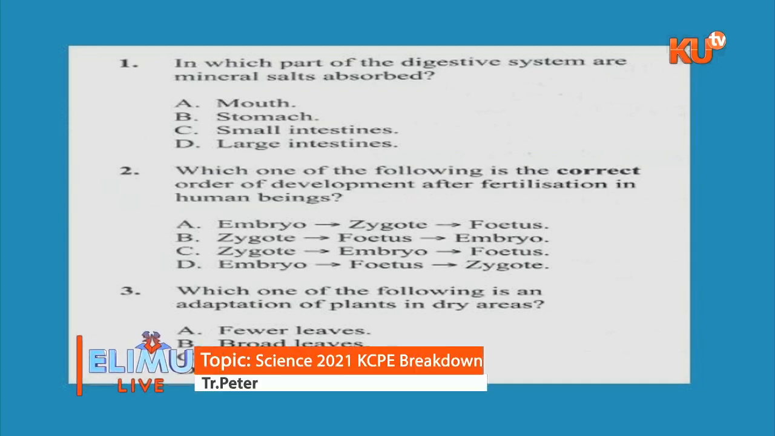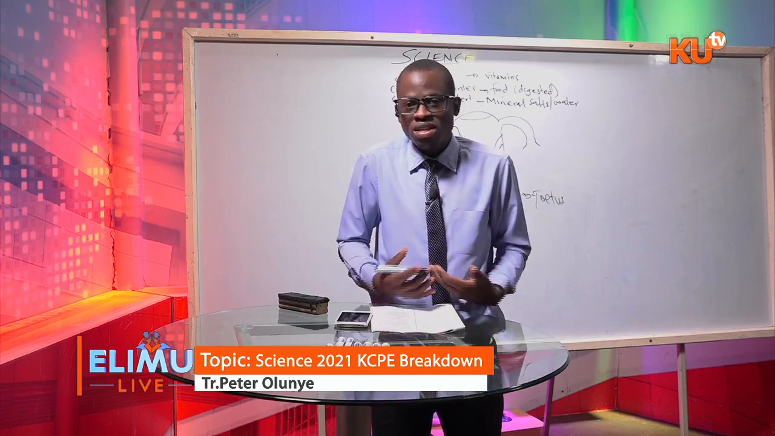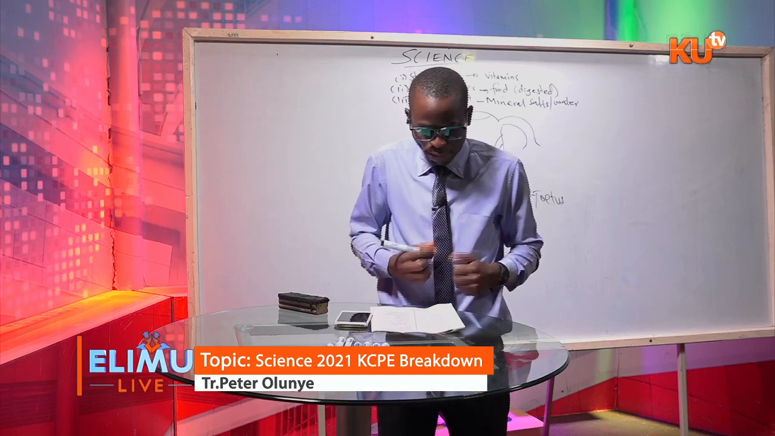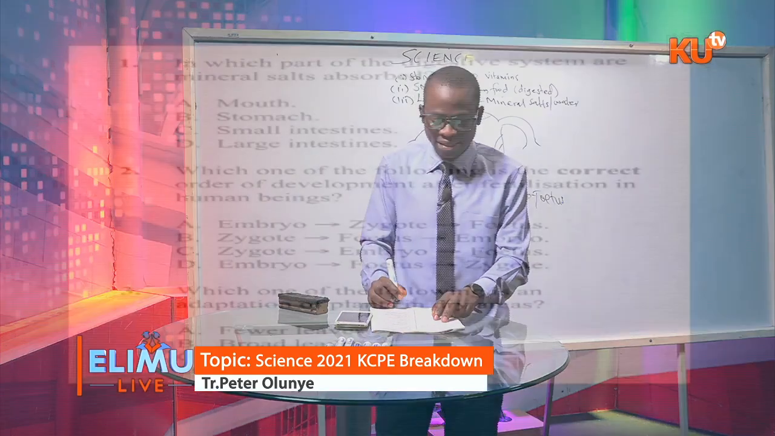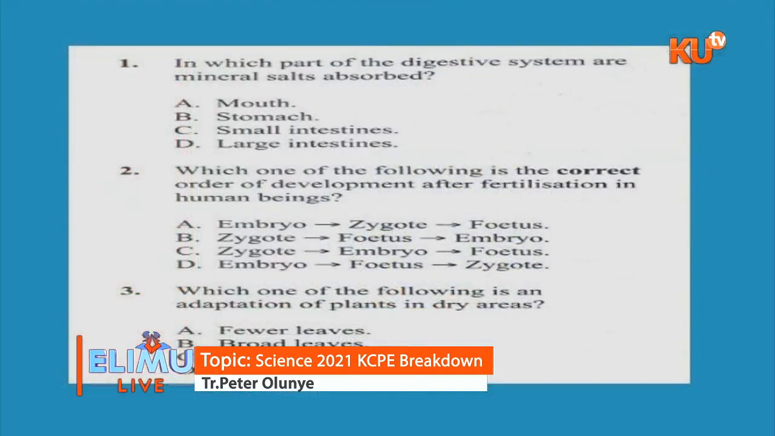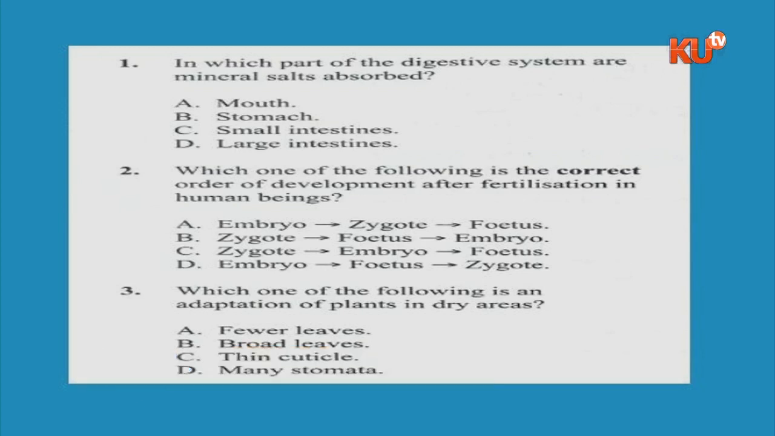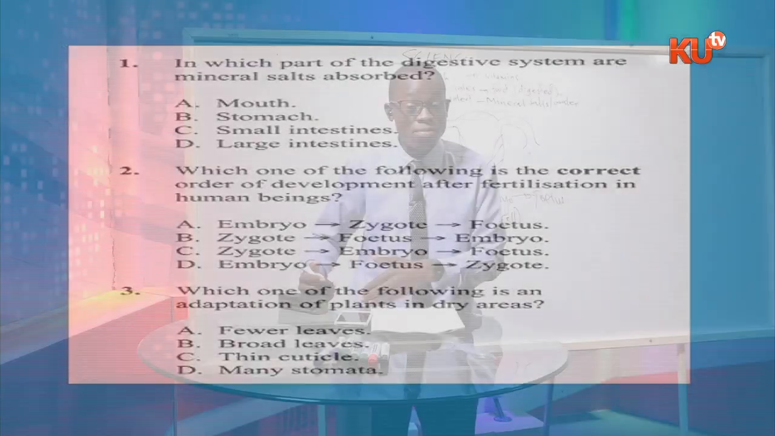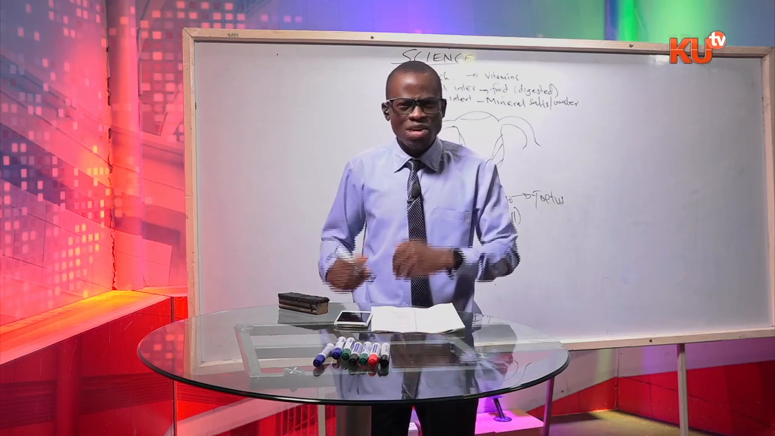Let's now continue to question number three. Boys and girls, question number three is asking, which one of the following is an adaptation of plants in the dry areas? The question is asking about adaptation. What helps these plants to survive in these dry areas? And do you know the name of these plants? Are you able to recall?